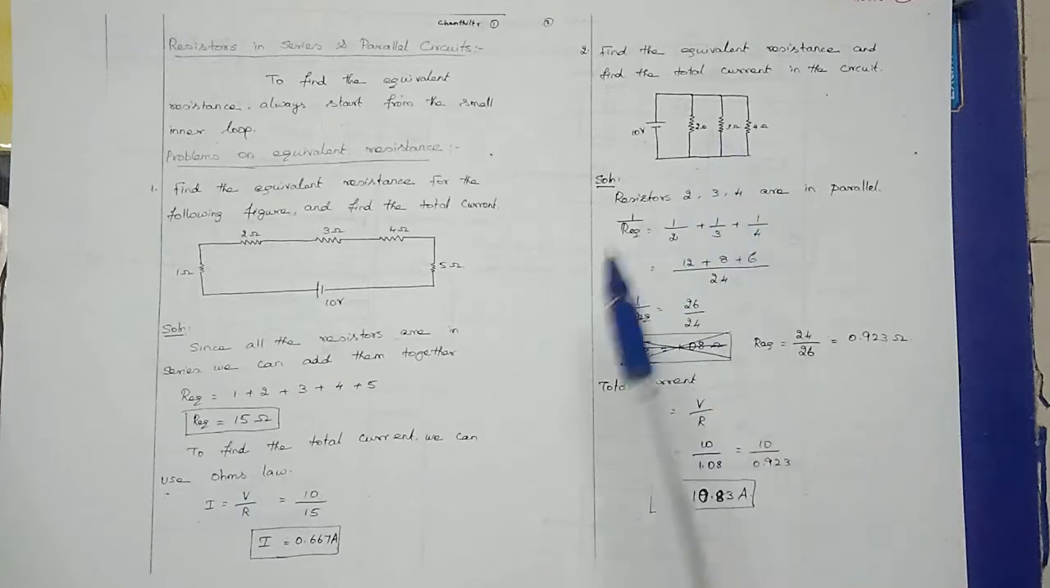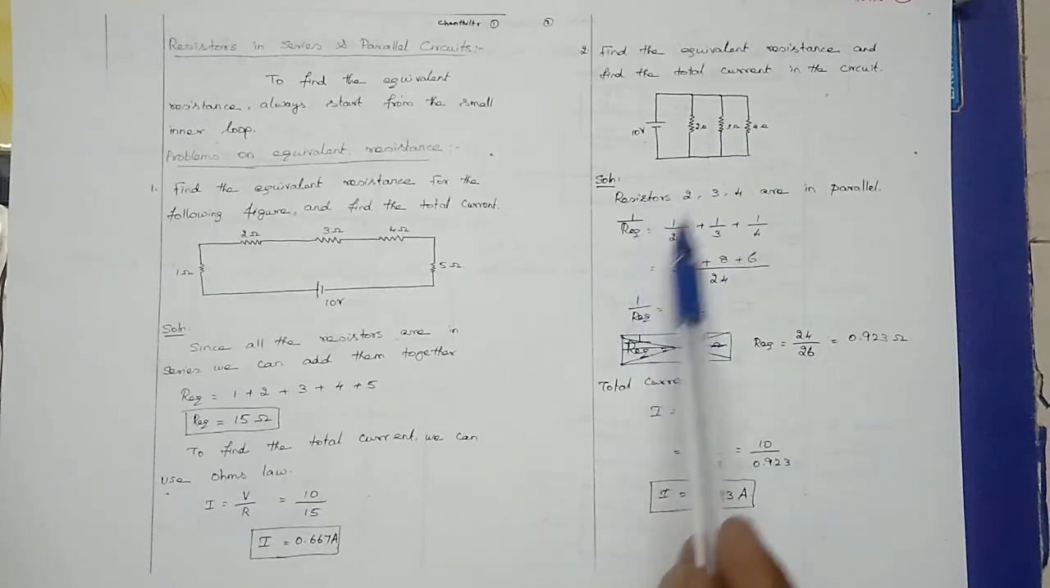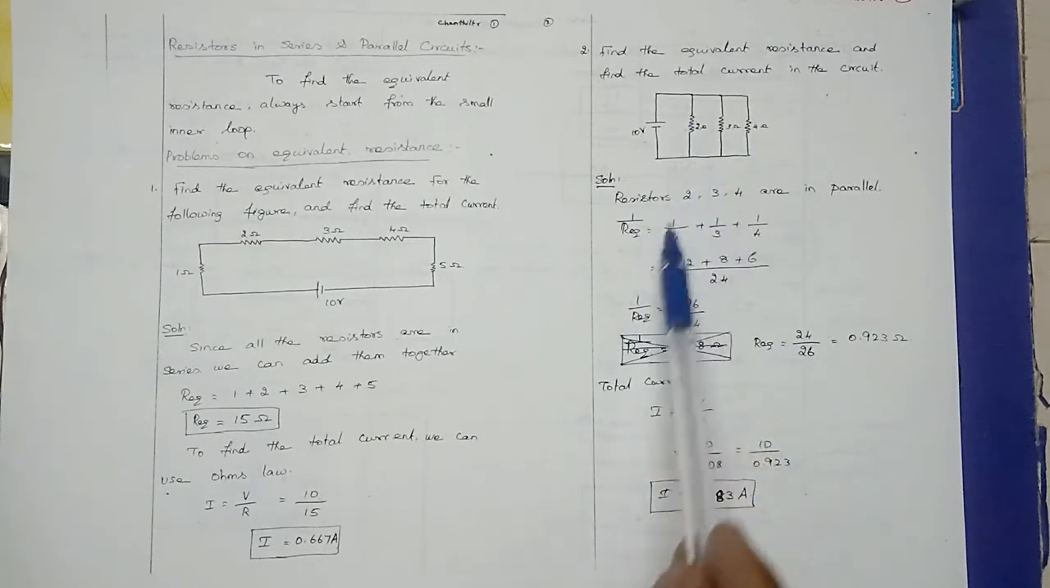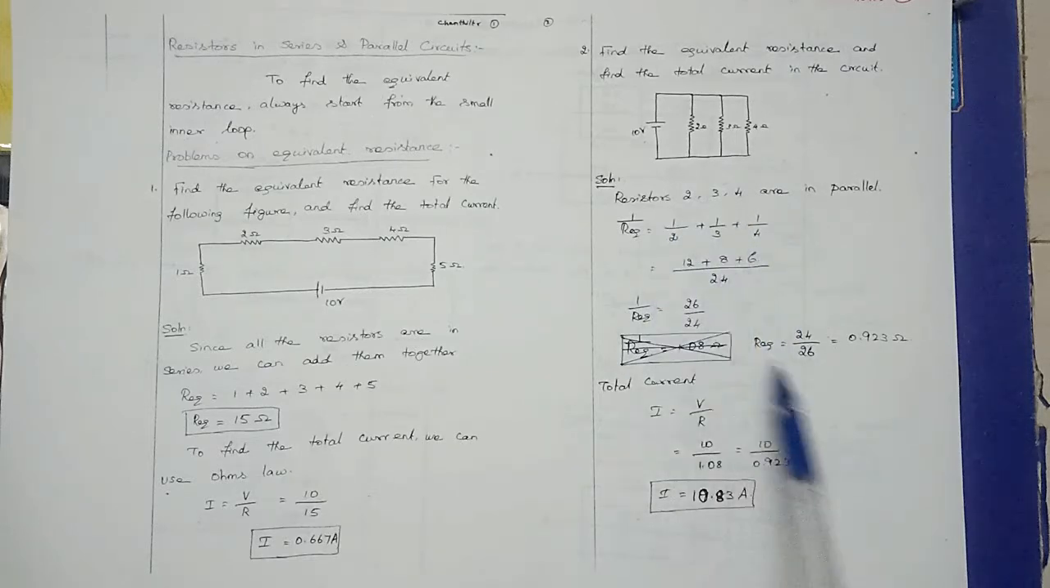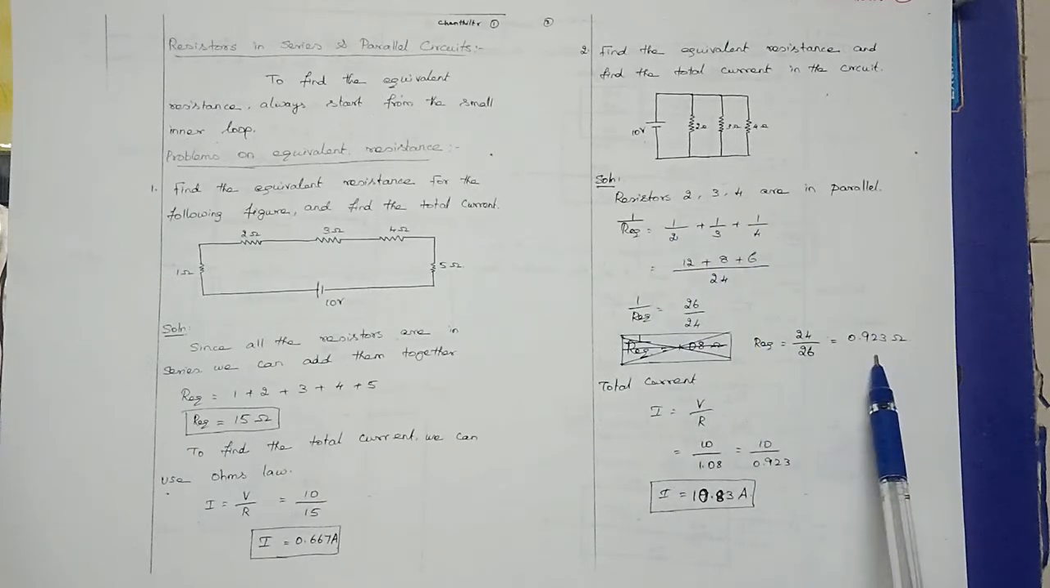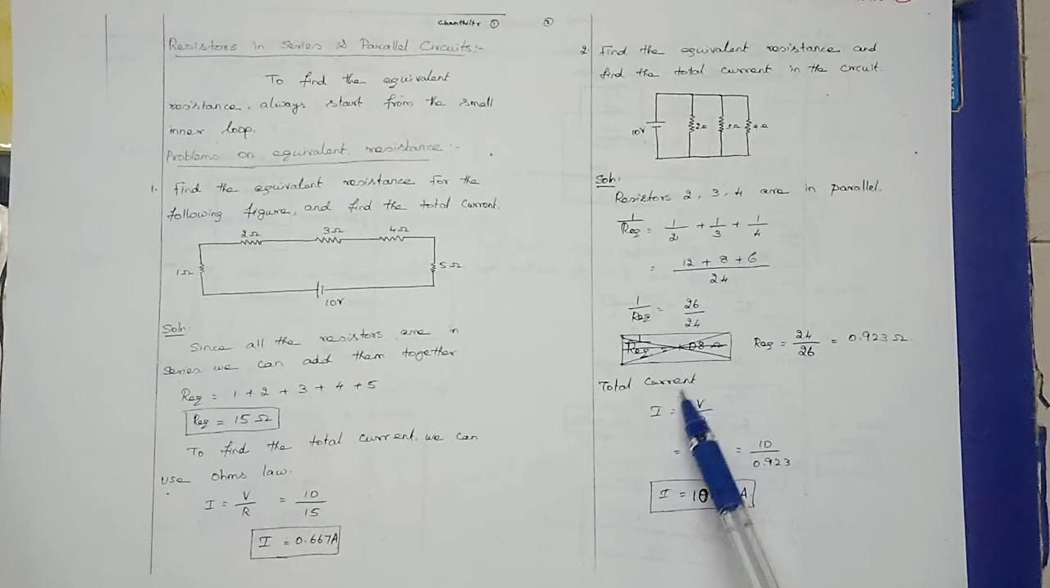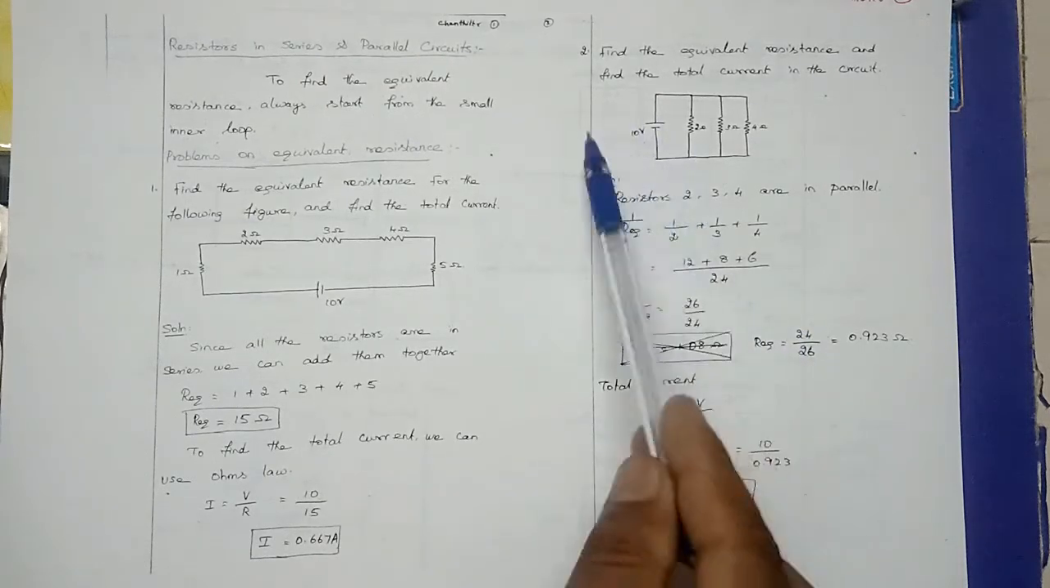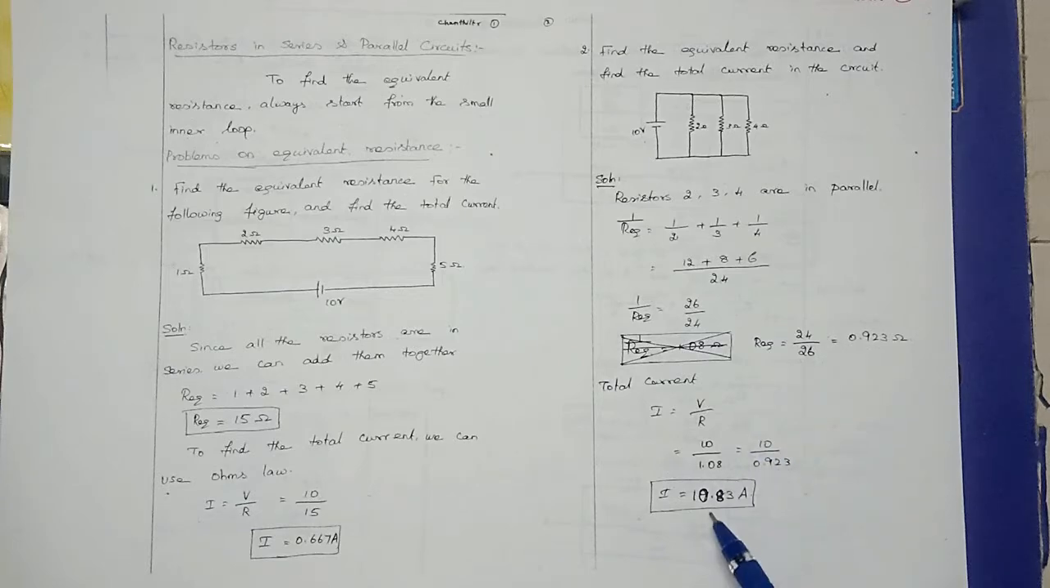So we know the equivalent is 1 by R equals 1 by R1 plus 1 by R2 plus 1 by R3. So 1 by 2 plus 1 by 3 plus 1 by 4. If you simplify it, you will get the value of R equivalent. To find the current, again we use Ohm's law, I equals V by R. V is there in the question, R is what you have found out. Just substitute it, and you will get the value of current.